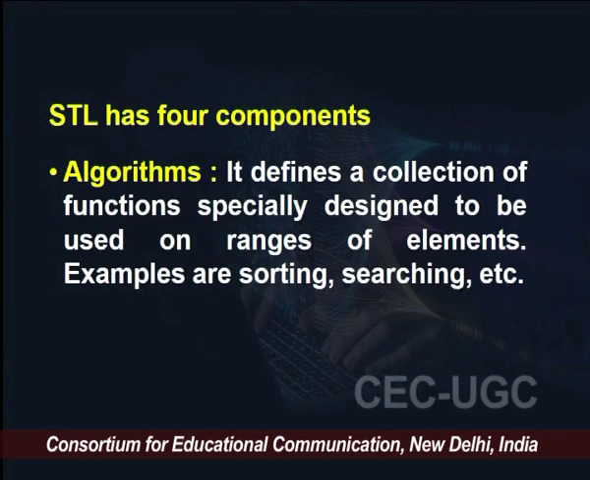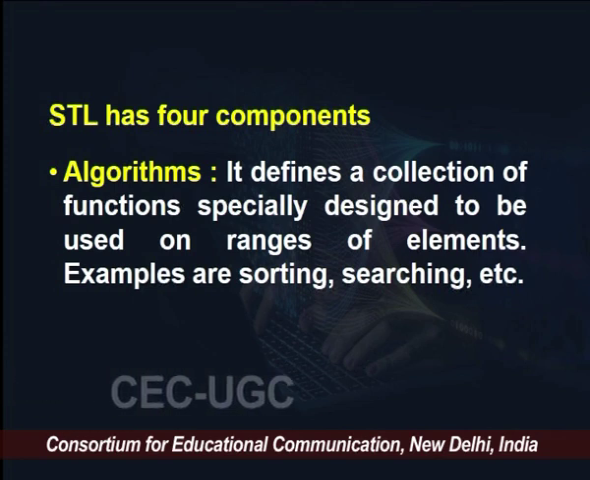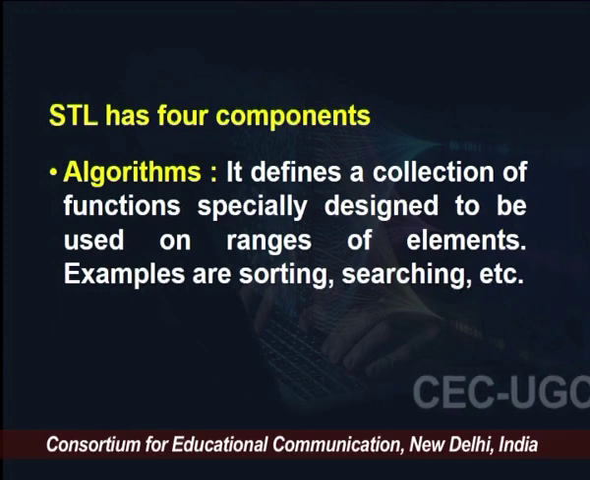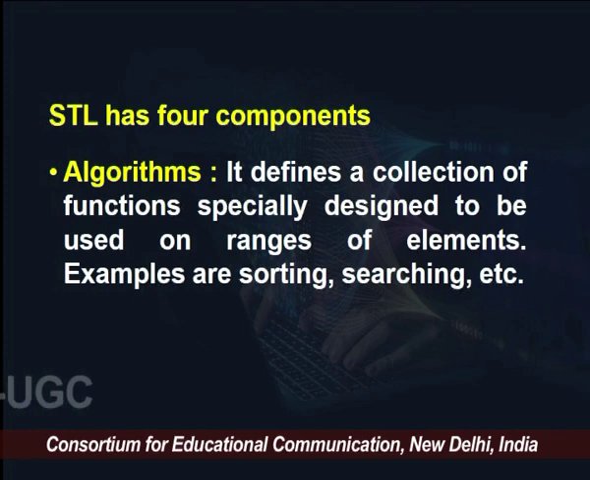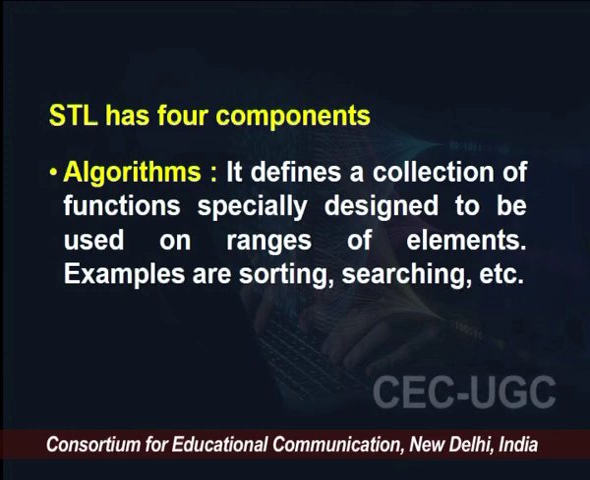So, algorithm, as the name indicates, defines a collection of functions. Basically there are some predefined algorithms in order to do some common tasks, and these functions are especially designed to be used on a range of elements. So, for example, if I am talking about a list, whatever functions are required to be performed on a list will be provided in the form of different small algorithms. Examples: we have sorting algorithms, we have searching algorithms available in STL. So all these algorithms are there in order to do a specific task.